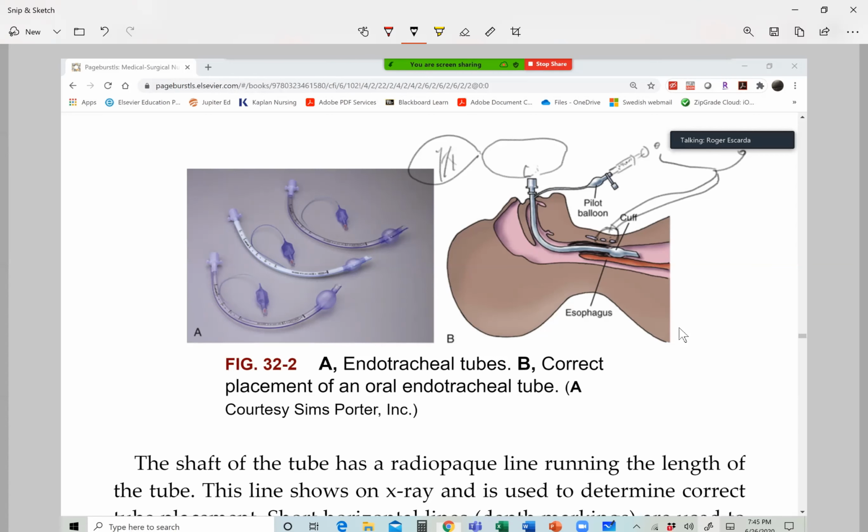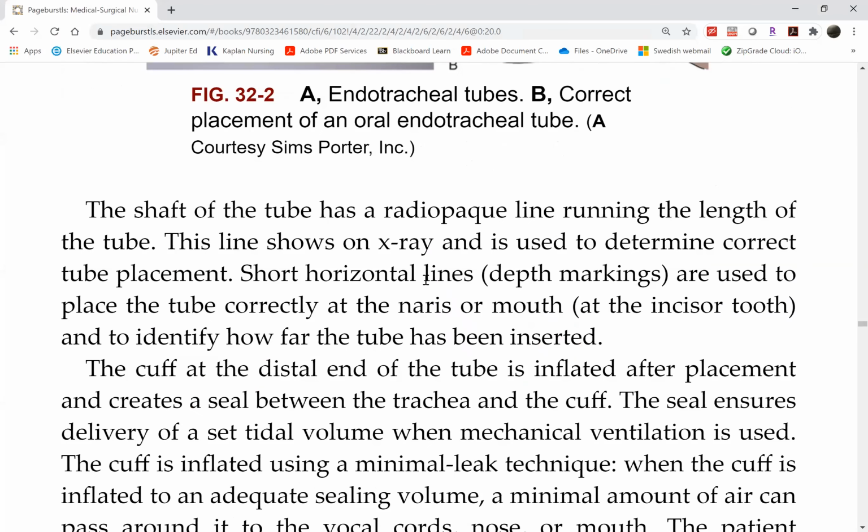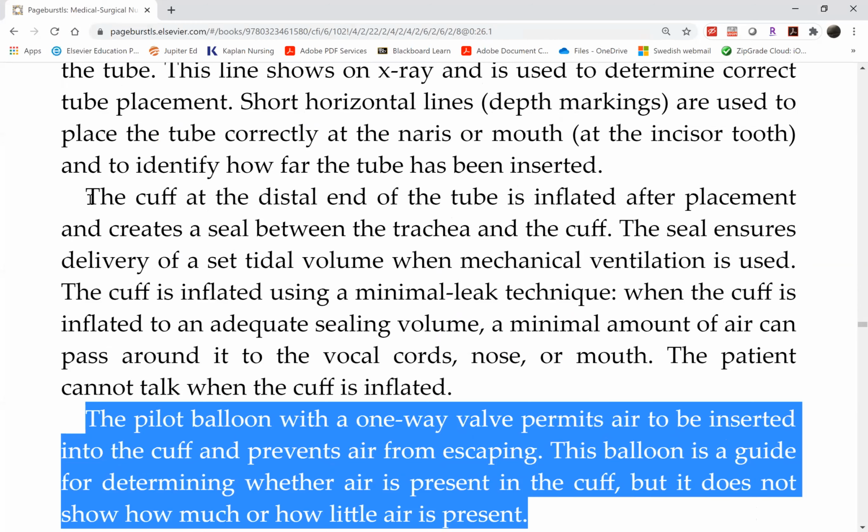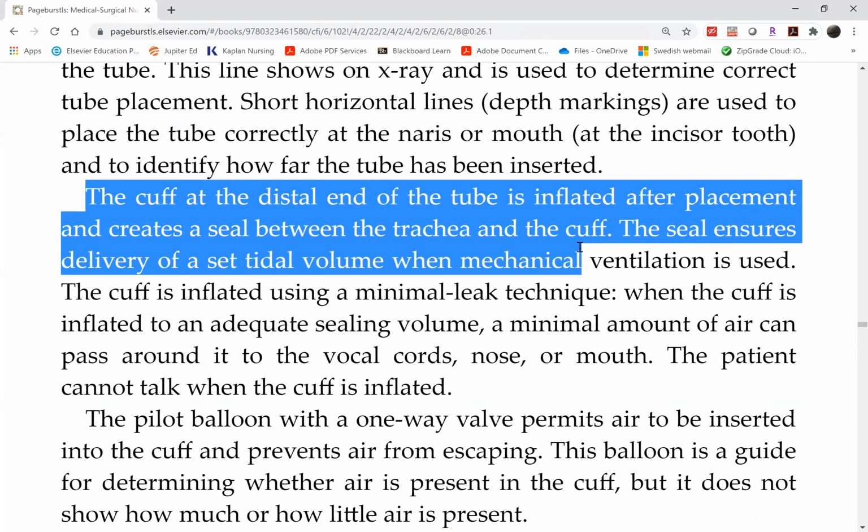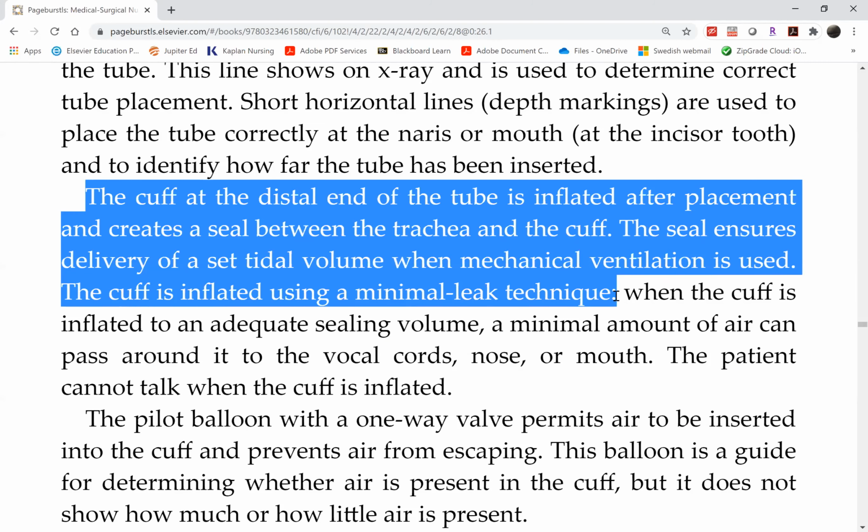So when the leaking sound disappears, that means we've already achieved the seal. That's what is meant by minimal leak technique. So the cuff at the distal end is inflated after placement to create a seal between the trachea and the cuff. The seal ensures the delivery of tidal volume, which, again, is the air delivered with each breath. And this is the technique by which we inflate it.